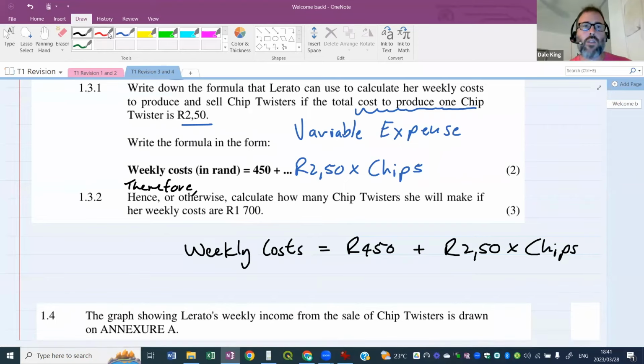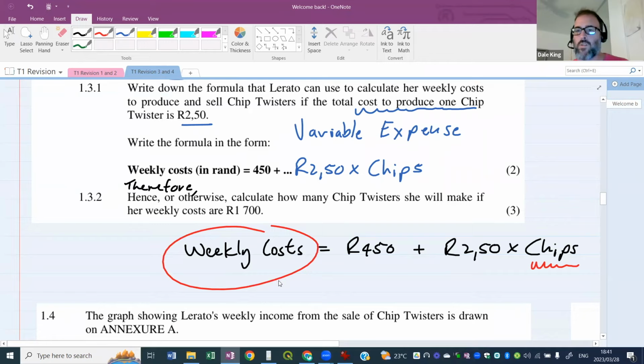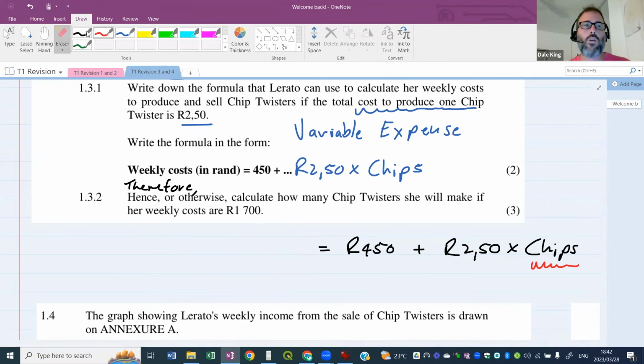Now, they want us to work out this part of the formula. Usually we're working out this part of the formula here, but they want to work out the chip part of the formula. Well, if they want us to work out chips, they've got to give us all the other numbers, don't they? So what they did was they gave you the weekly costs. They said, if her weekly costs are 1,700 Rand, how many chips will she have to make?